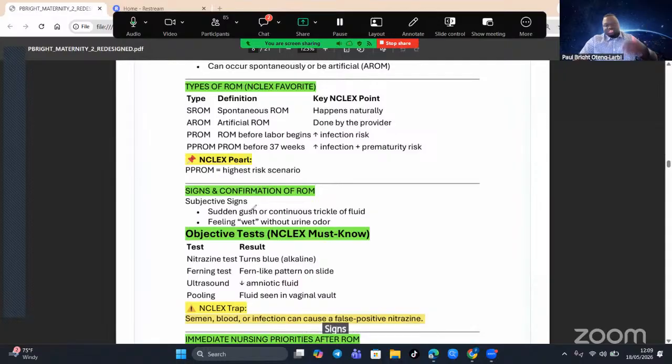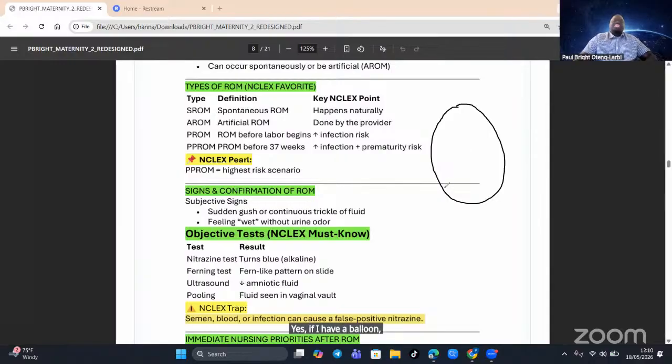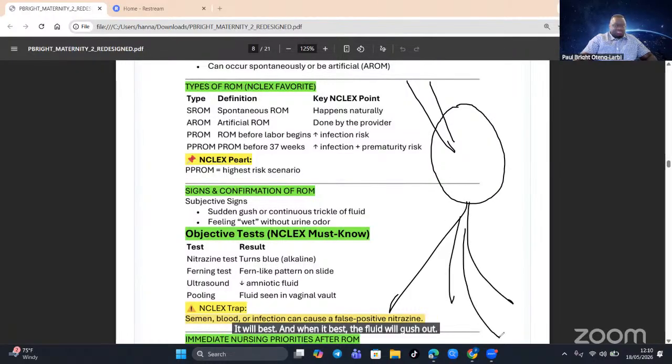Signs of infection or confirmation of premature rupture. There is a sudden gush or continuous trickle of fluid. And the rupture too, we have two types. Yes, if I have a balloon and I use a knife to puncture the balloon, boom, it will burst. And when it bursts, the fluid will gush out. Okay. But if I have a small needle and I puncture, there's going to be a leak.